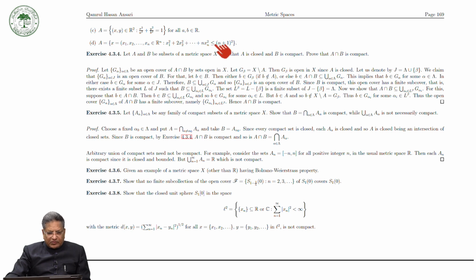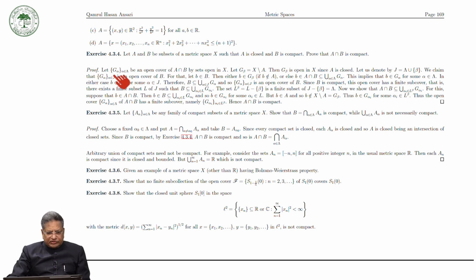Now here we have: let A, B be subsets of a metric space X such that A is closed and B is compact. Then A intersection B is compact. You can treat this as a result also. So if A and B are subsets of a metric space X such that A is closed and B is compact, then the intersection of A and B is compact. Okay, so you can see that.